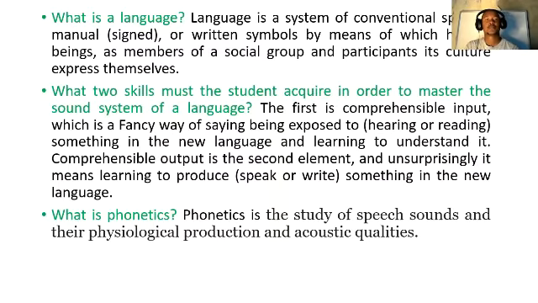What two skills must the student acquire in order to master the sound system of a language? The first is comprehensible input, which is a fancy way of saying being exposed to hearing or reading something in the new language and learning to understand it. Comprehensible output is the second element, and unsurprisingly, it means learning to produce, speak, or write something in the new language.